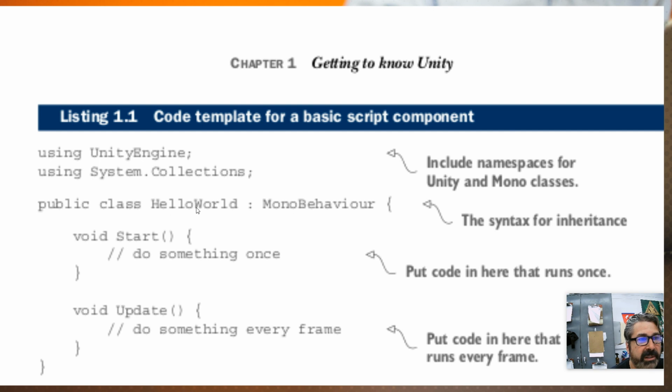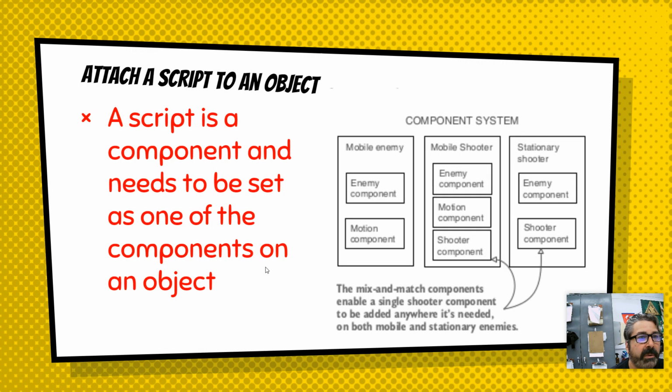So this is how we say HelloWorld inherits everything from MonoBehaviour. We're going to put code here that we want to happen once. We're going to put code here that we want to happen every time. Write this down in your notes. A script is a component and needs to be set as one of the components on an object.